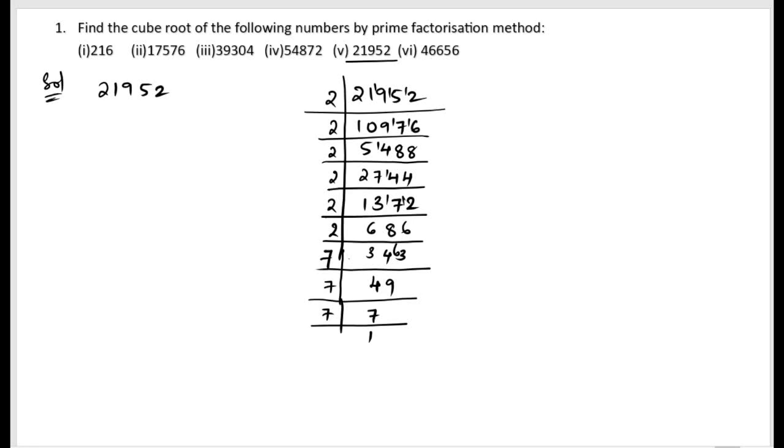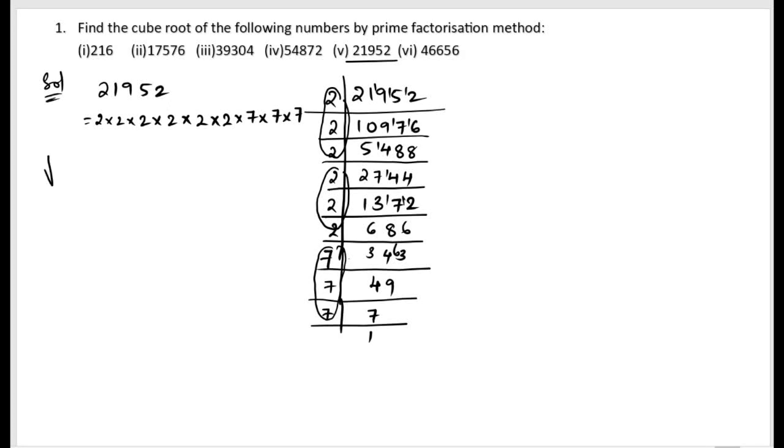We will first write down these factors. So the factors are 2 into 2 into 2 into 2 into 2 into 2 into 7 into 7 into 7. So this 2 is 3 times. We will round this. Okay. So here we got 2 groups of 3, 2 groups of 2 and 1 group of 7.